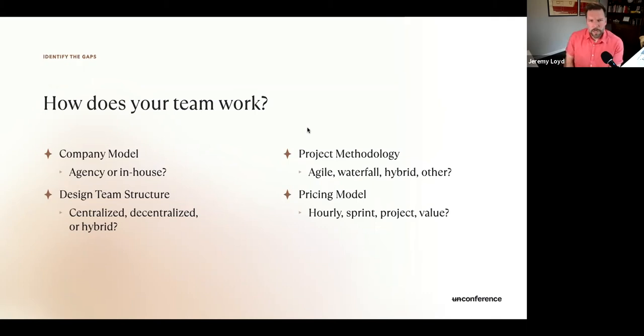And then your product methodology also can affect this. Whether you work in an agile process or waterfall or you're hybrid or another process, those all lend themselves to different ways that you might have gaps in communication. And then pricing. If you're an agency, you might price differently, obviously. So it could be hourly, by the sprint, project pricing, value pricing. All these things, and combinations of these things too, can affect how you communicate and how you work well with developers and design.